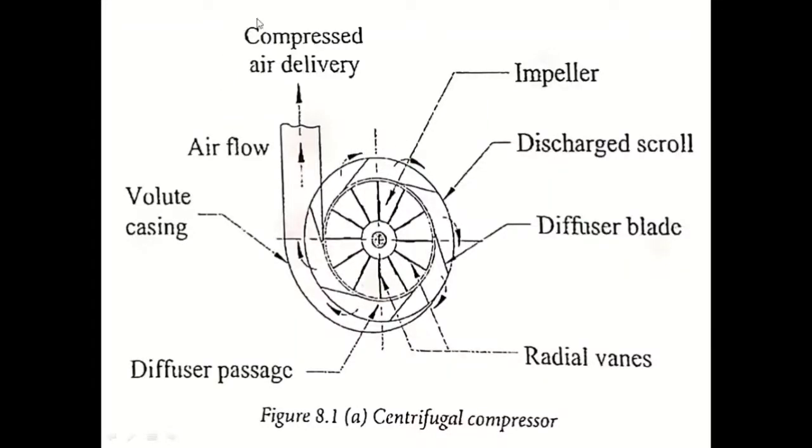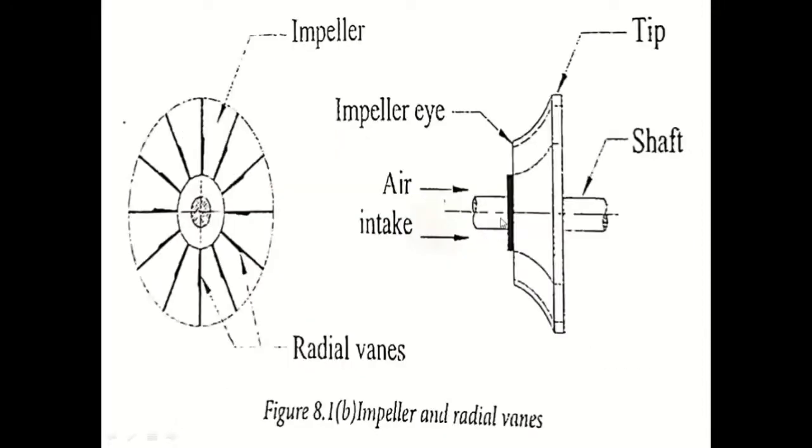The main parts include the impeller, discharge scroll, diffuser blades, radial vanes of the impeller, diffuser passage, volute casing, etc. These are the important parts. This is another diagram of the impeller and radial vanes. The air is taken in radially or parallel to the axis of the shaft, and it is discharged perpendicular to the axis of the shaft.